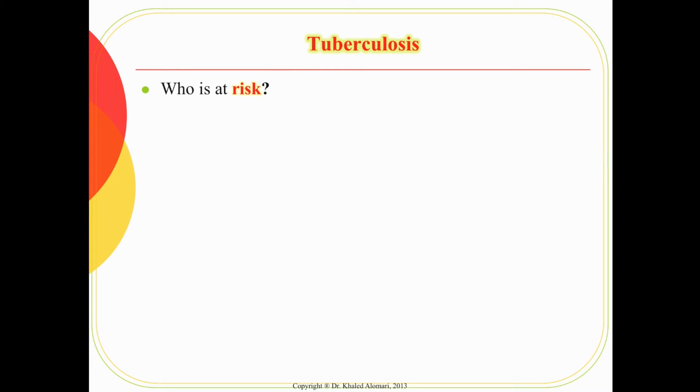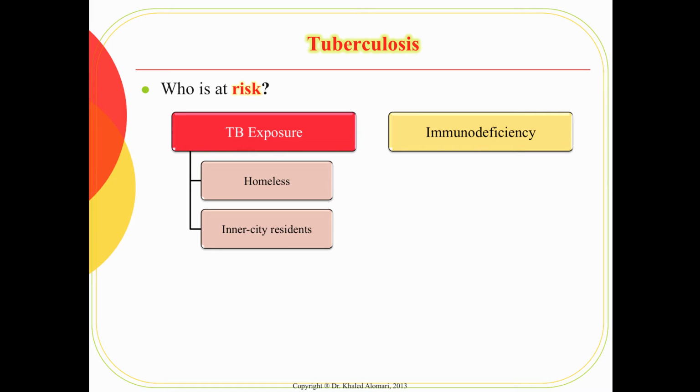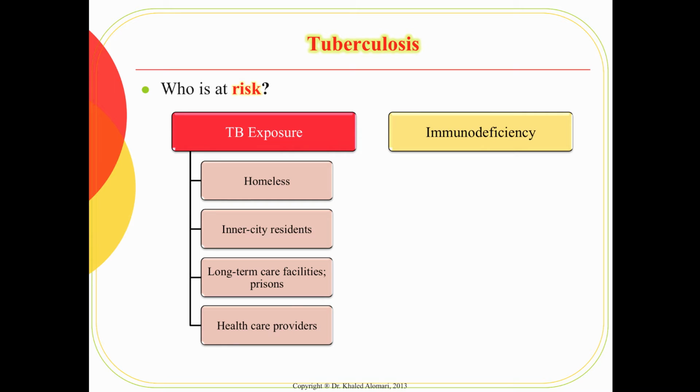Now, who's at risk? Basically, as you see from the pathophysiology, the first step of this disease is exposure to TB. So the major etiology is exposure to TB, and this exposure increases in specific places because of the crowdedness and so on. So you will see it, for example, among homeless persons, inner cities, prisons, long-term facilities, and of course, the longer the exposure for the healthcare provider, also nurses and doctors and everybody who deals with patients will also be at risk.